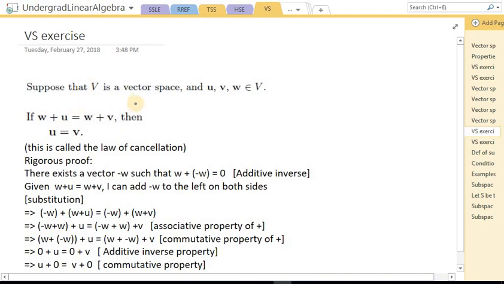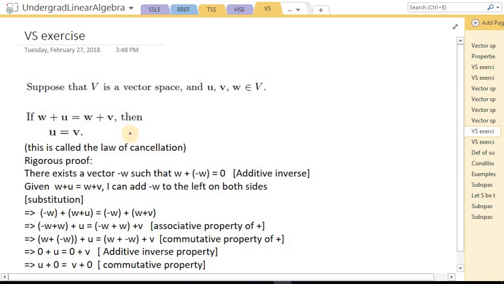All right, so this was one of the exercises that was mentioned in the outline. Suppose that V is a vector space and U, V, W are in V. If W plus V equals W plus U, then U equals V. This is called the law of cancellation. All right, so how would you prove this rigorously?